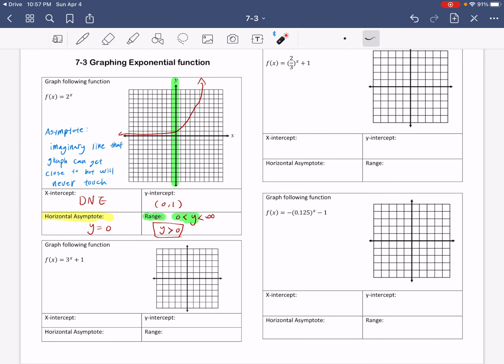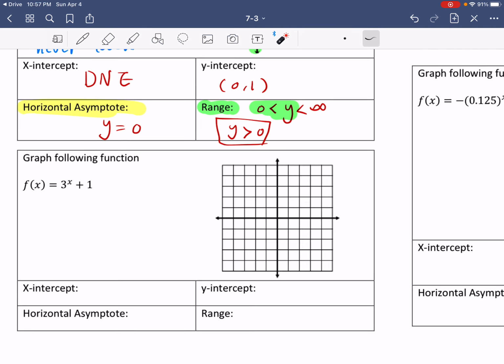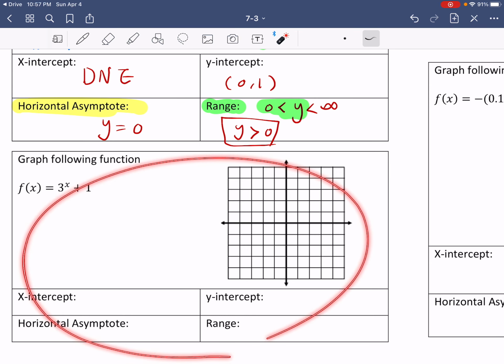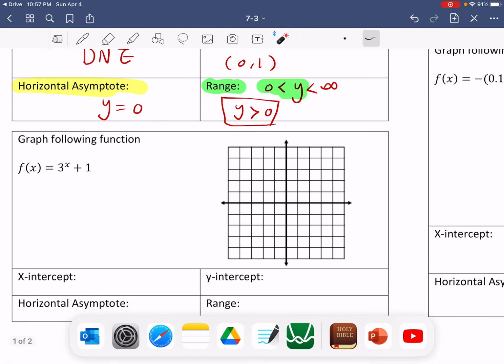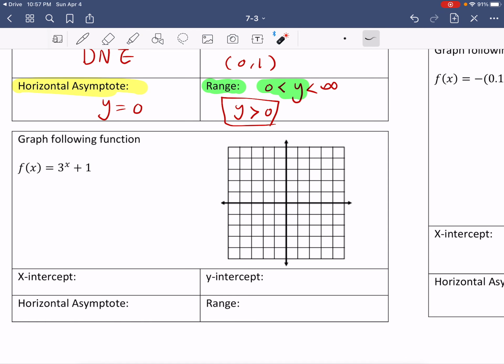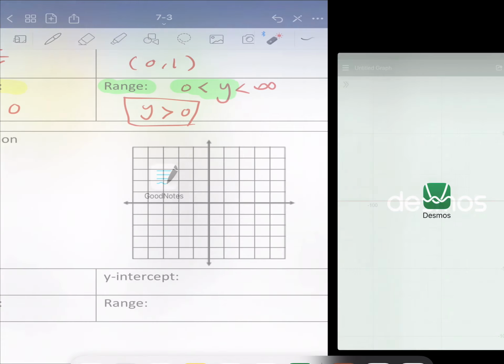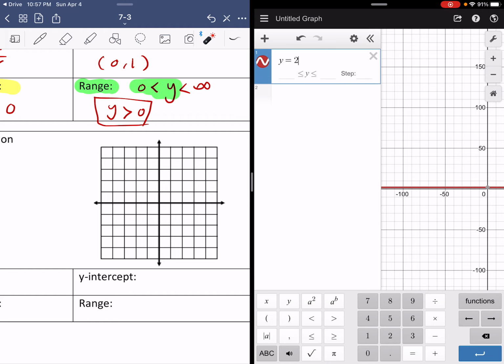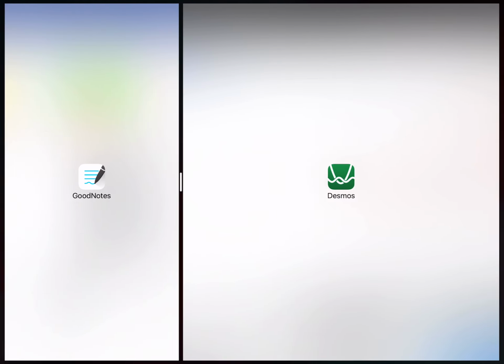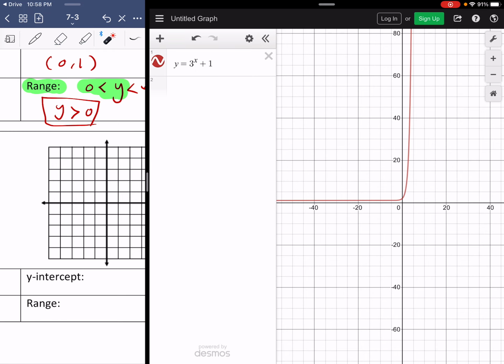So now I want you to try this question. Oh, let's do it together. Let's try this question together, okay? y equals 3 to the x, and we have plus 1 at the end, right? So let's look at this graph here.